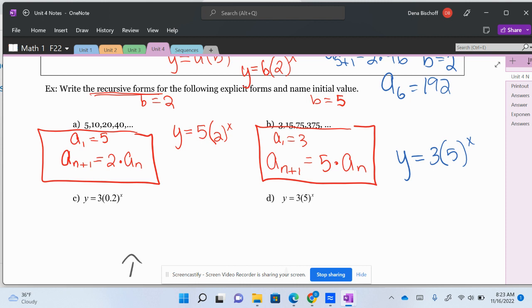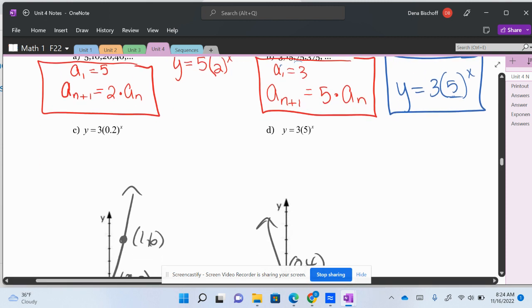Because it's an exponential function. Right? So remember that this is your multiplier. So when x is 0, that gives me my first term, which is 3. When x is 1, that gives me my second term, 3 times 5 is 15. When x is 2, that gives me my third term, 5 to the second power is 25, times 3 is 75. This is just the exponential function. You're just taking the base and putting an x on it. That's the exponential formula.